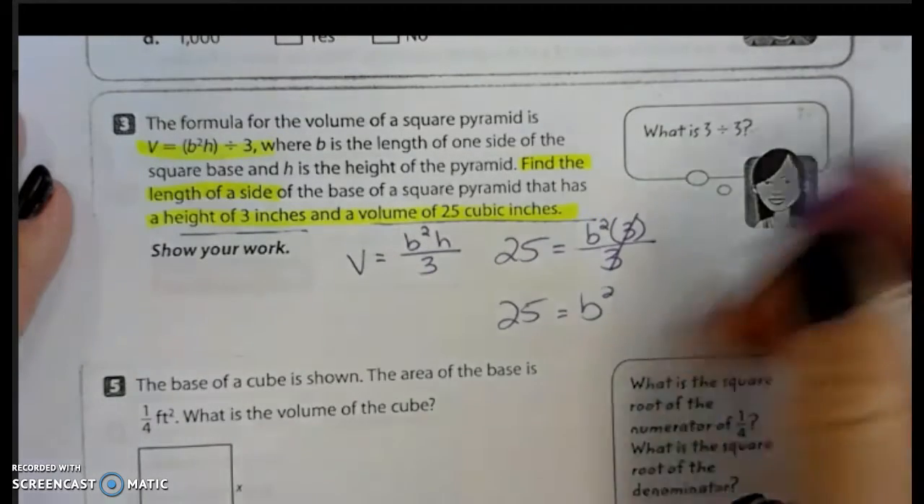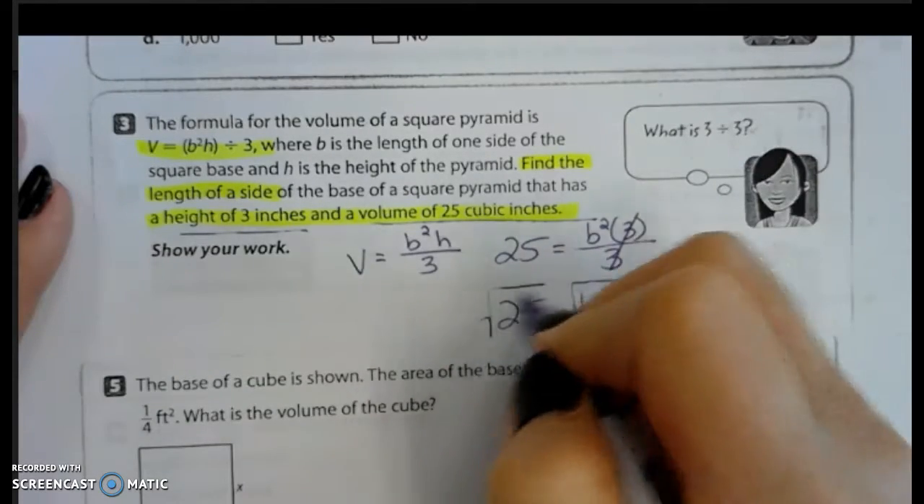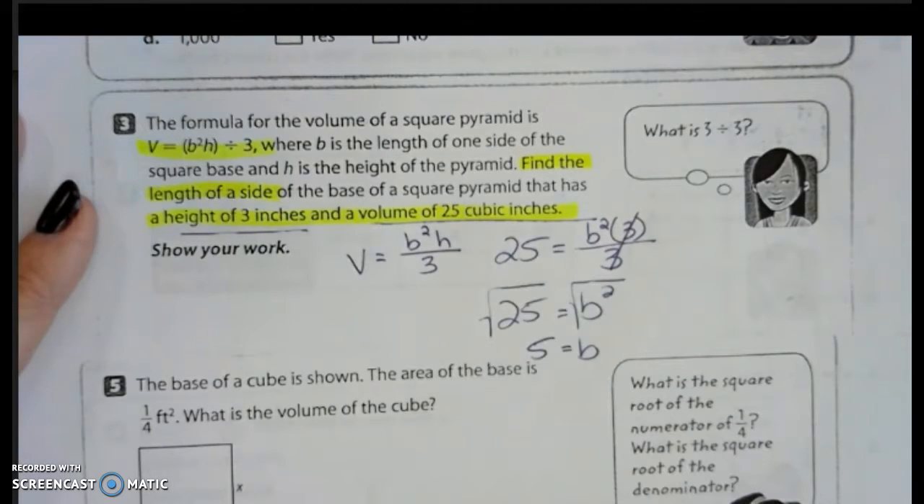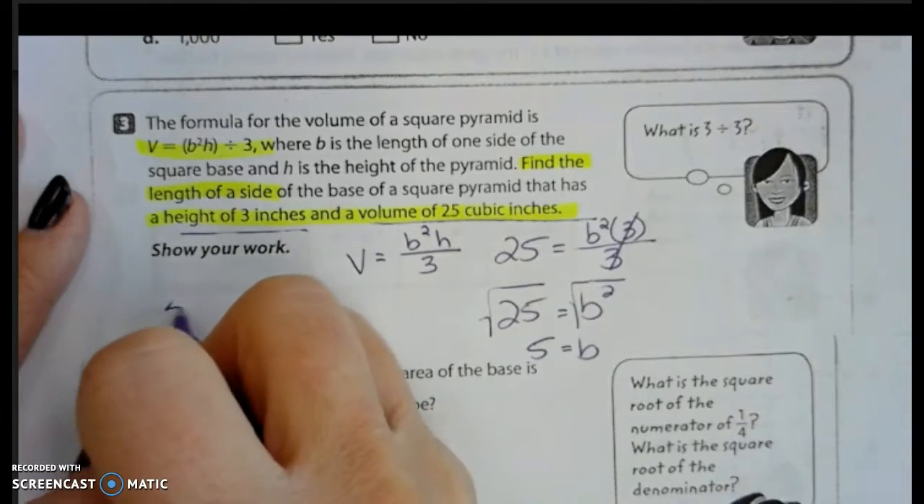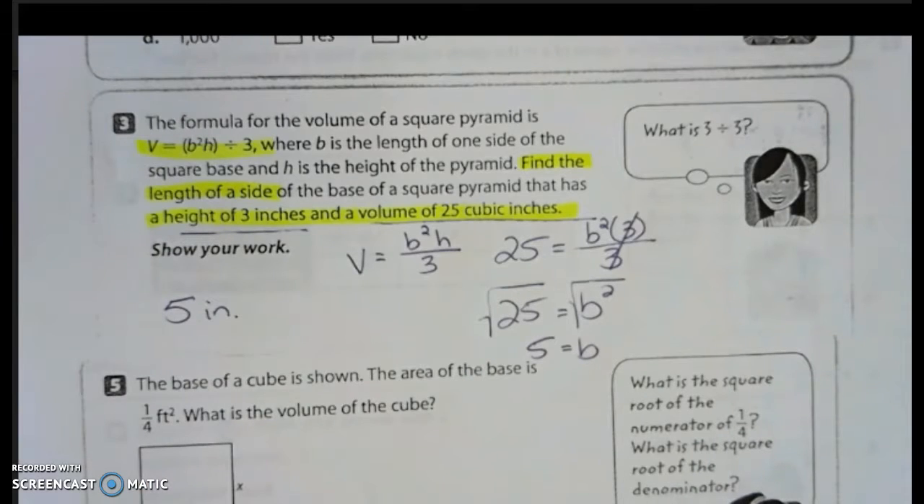To cancel out a square, we have to take the square root. If we take the square root on the right, we have to take the square root on the left, which will give us B equals 5. So our square pyramid has a base side length of 5, and it is in inches. Okay, 5 inches.